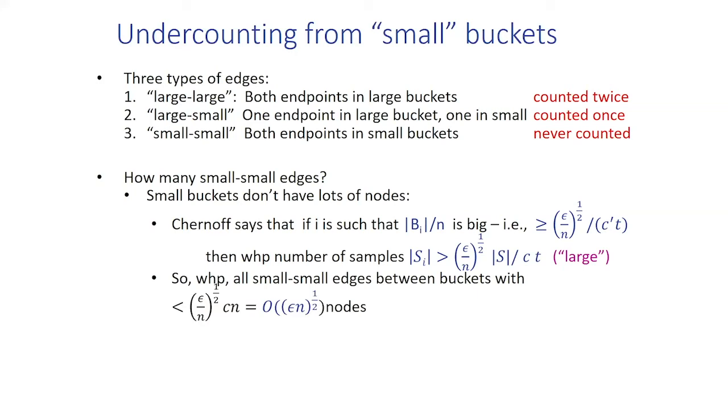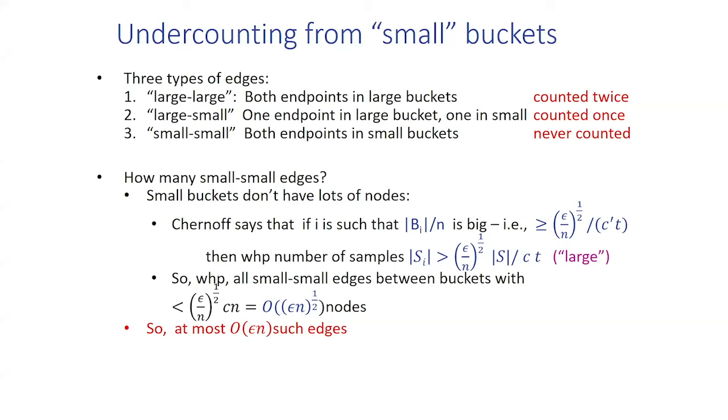So all small edges have to be between buckets with at most the square root of epsilon over n, times some constant, times n many nodes. If you take all possible edges between these, you get something like epsilon n to the 1/2 many nodes. That's the total number of nodes you could possibly have in the small buckets. If you take all the possible edges that go between these nodes, it's this many choose two, and that is at most order epsilon n. So that's dealing with small.